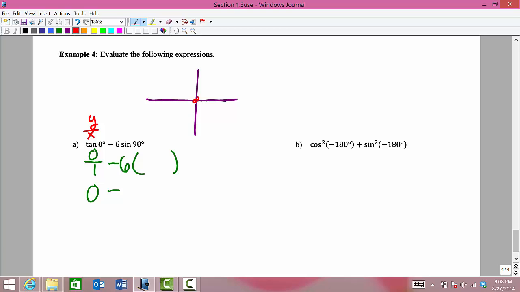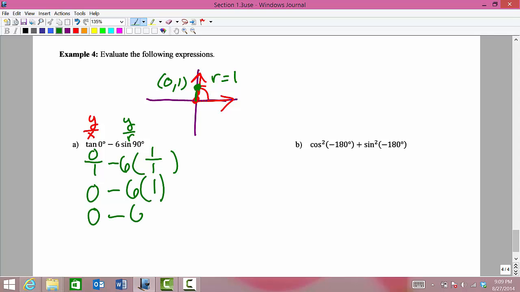90 degrees in standard position. Our terminal side would be pointing straight up, that positive y-axis, so (0, 1) will be our x and our y value that we would use. Sine is y divided by r, and remember that the r would be 1. So y divided by r, so y would be 1. R is also 1, so that would be 6 times 1. So 0 minus 6, when we evaluate the overall expression, our final answer would be negative 6.